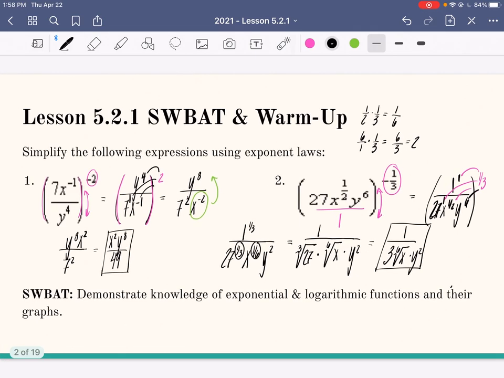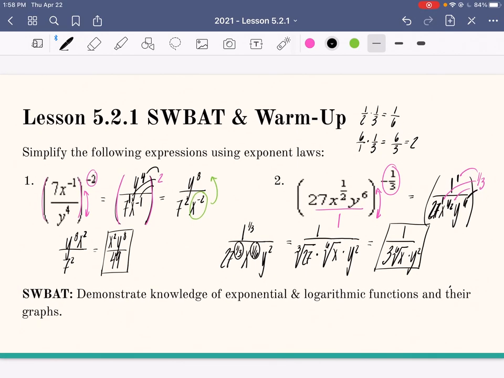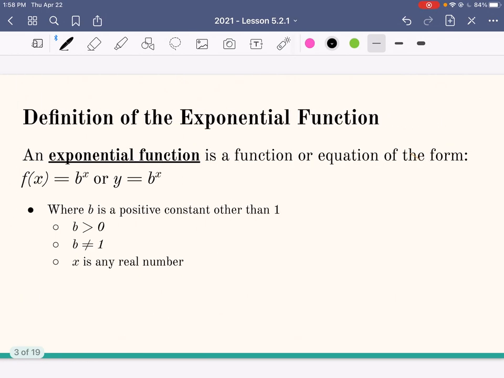So keep these rules in mind as we go forward and we start to graph exponential functions. Definitely you're going to be using negative exponents and plugging things in. Okay, so the basic definition of an exponential function is here. On the next slide, we will actually graph an exponential function, and then we'll talk about some more specific characteristics of these.